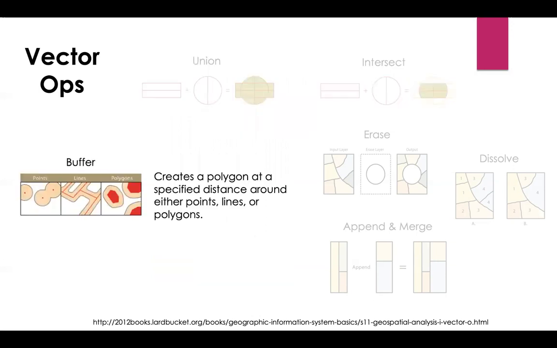Next, we have buffer. This is a proximity tool which creates a polygon at a specified distance around either points, lines, or polygons. Often the buffer layer is used in combination with the intersect tool to identify how close two layers or entities are to each other. Say you want to find out whether two cities are within 100 miles of each other. You can create a buffer and then see if their buffers overlap.